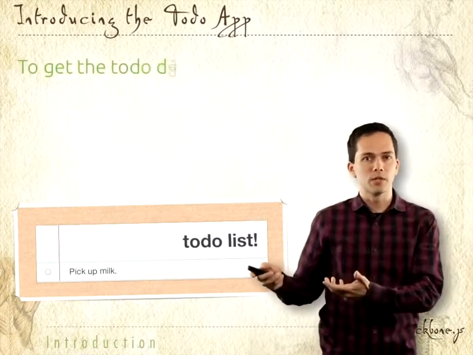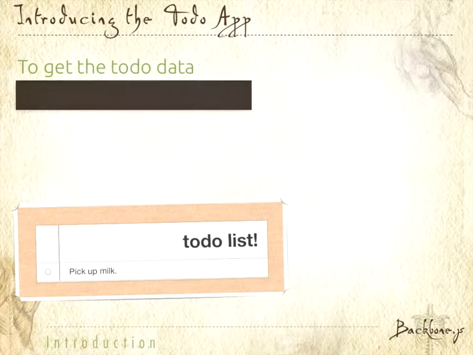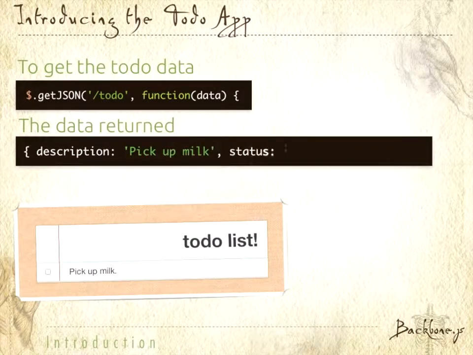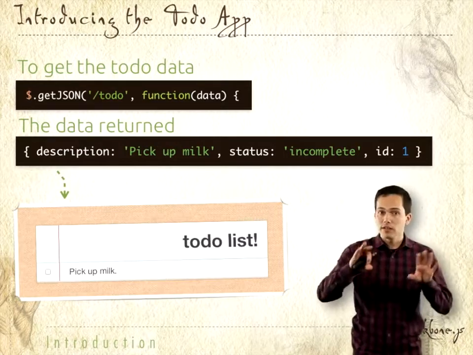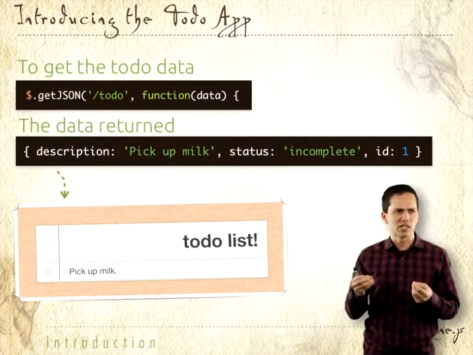So if we were to build this to-do app and we want it to be very responsive on the client side, we might call getJSON to fetch some JSON data, which we can then load onto the page for our first to-do item. The JSON returned might look something like this, and we can use that to render out our first to-do item.